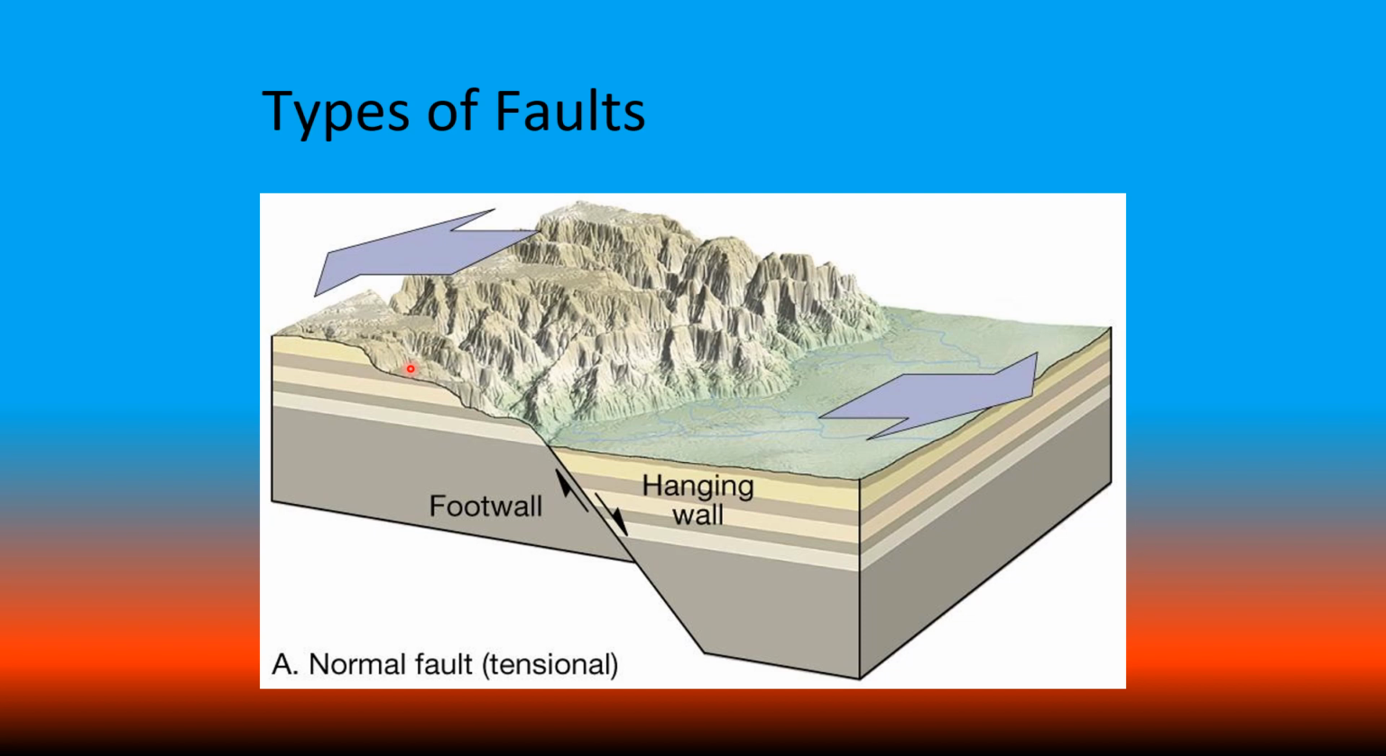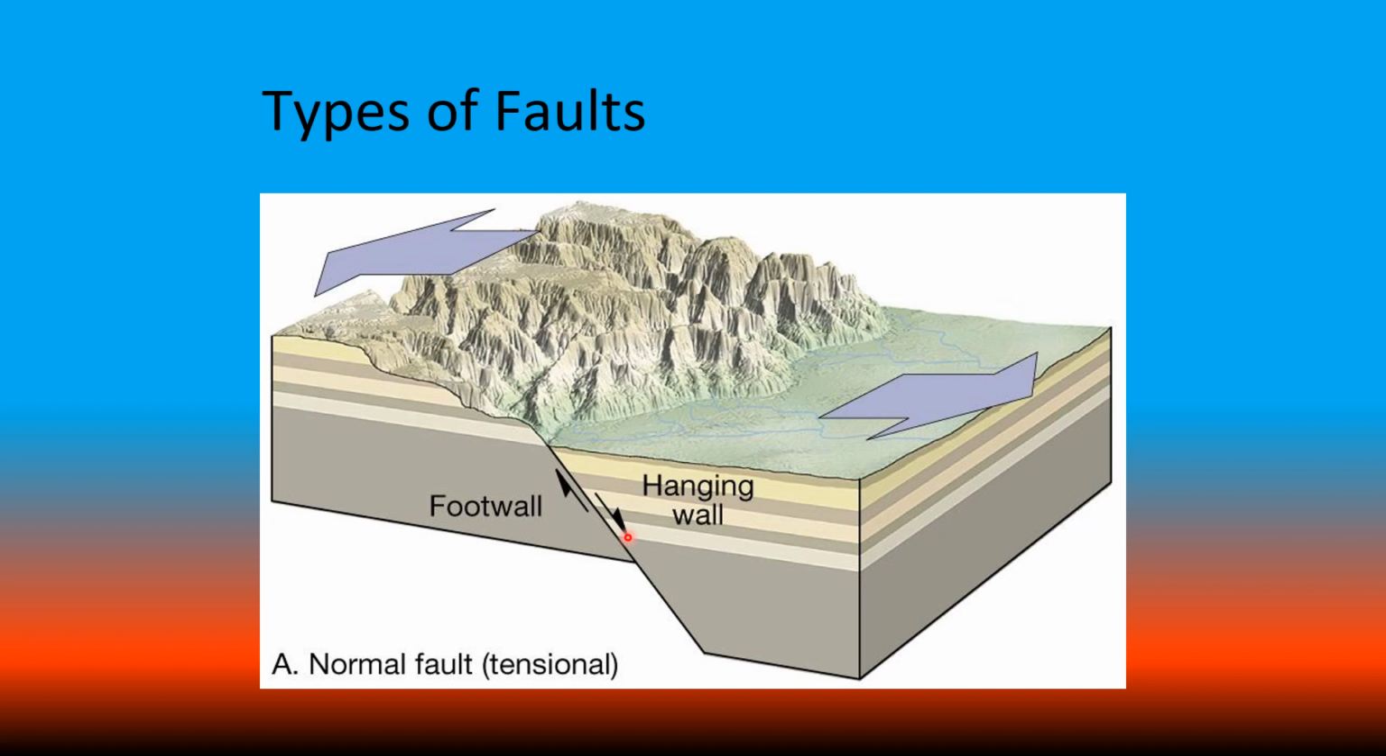Notice that the fault is at an angle right here, at about a 45 degree angle in this picture from the vertical. If this were a hill, let's say, a 45 degree hill, this part here on the bottom is the part you could stand on. We call that the foot wall. That's the part where the bottom of the triangle is to the right in this instance. So that's the foot wall.